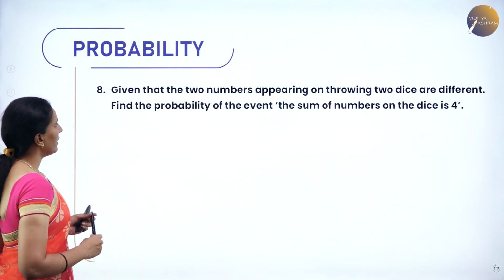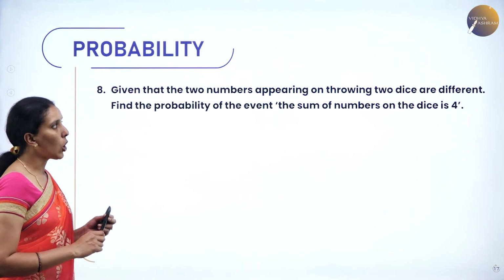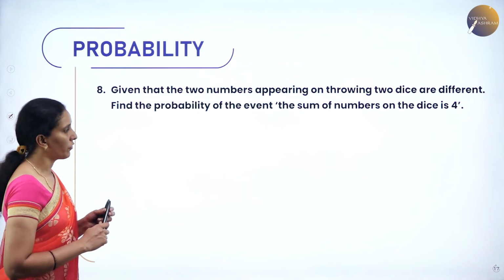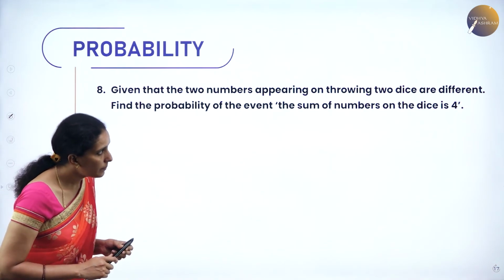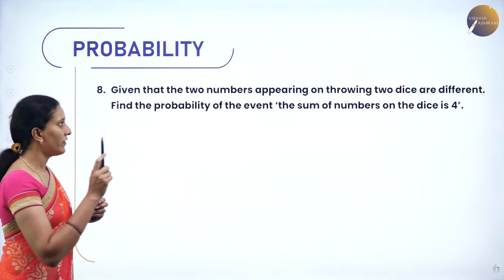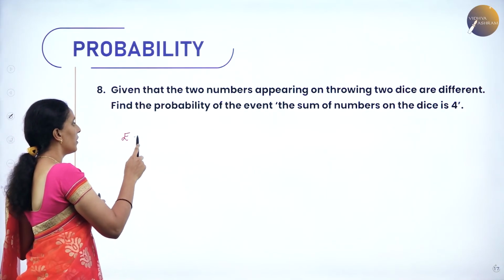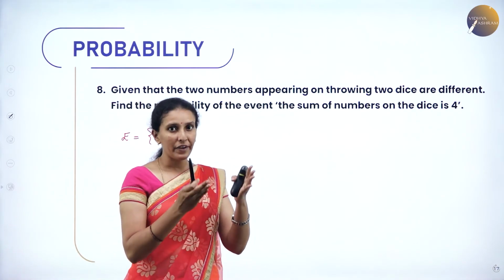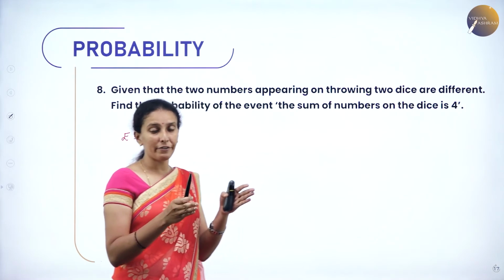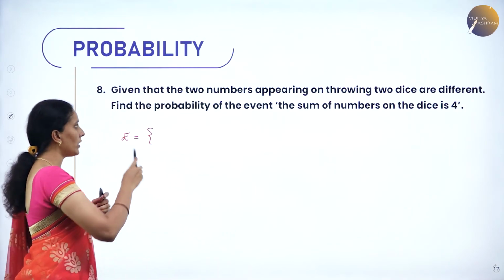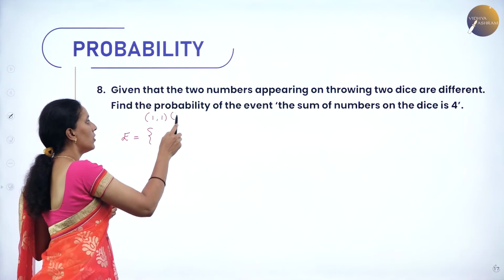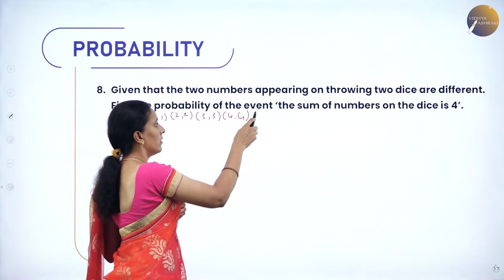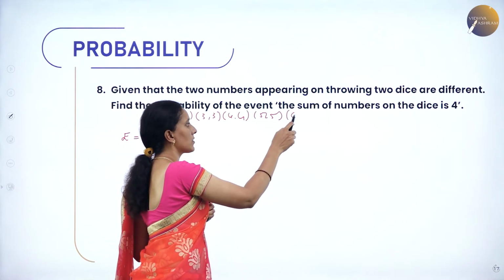Next one, given that the two numbers appearing on throwing 2 dice are different, find the probability of the event that the sum of numbers on the dice is 4. So the first event is when you throw the dice, the numbers appearing on the faces of the 2 dice must be different. So they cannot be the same. We know that (1,1), (2,2), (3,3), (4,4), (5,5) and (6,6).